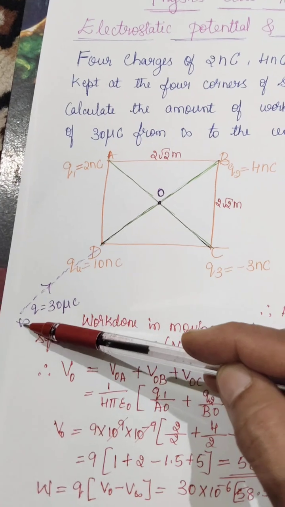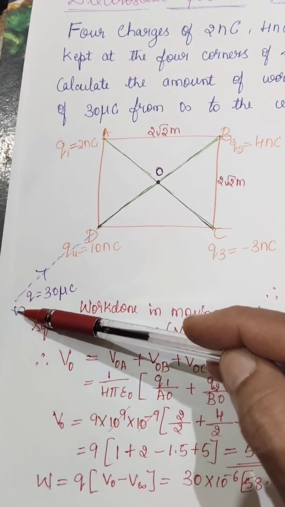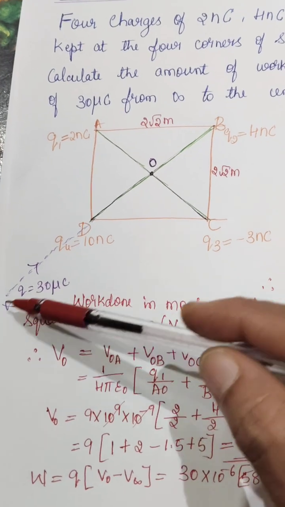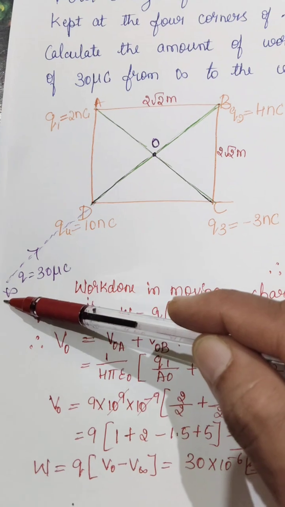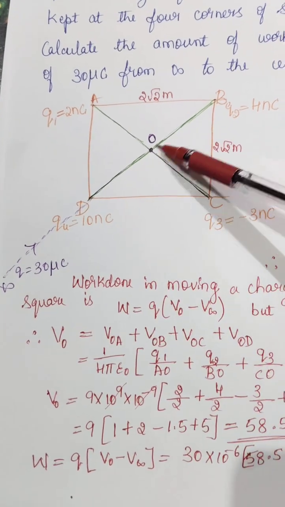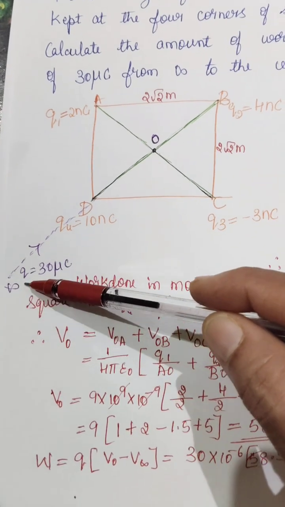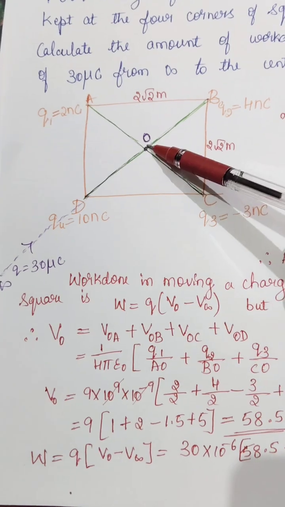So infinity is a point where the total potential is 0. What is infinity? It is a point where total potential is 0. So from that point we are moving the charge from lower potential to higher potential. Then extra effort is required. So work is required to bring a charge from lower potential to higher potential.